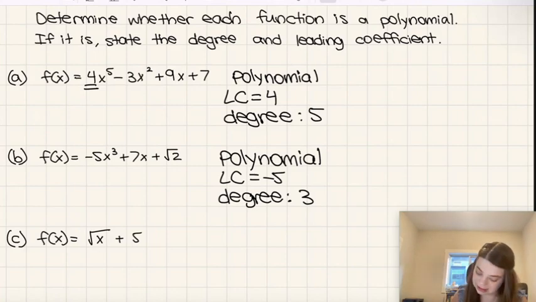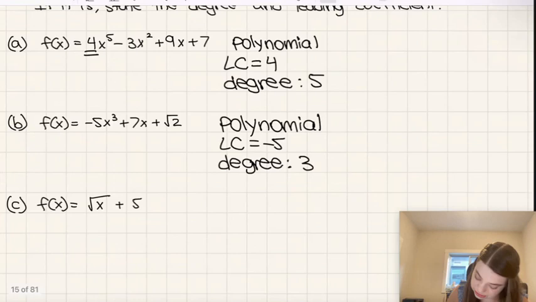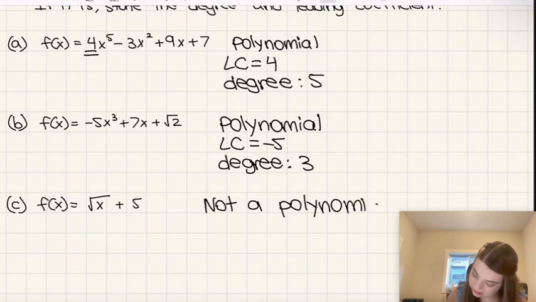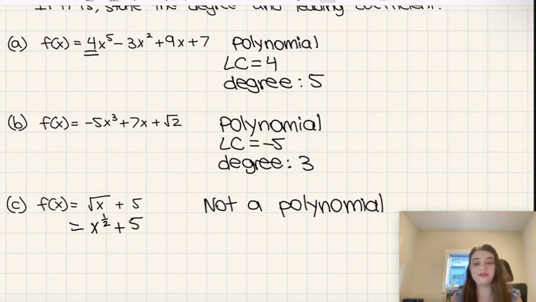Okay, what about C? Well, this is the first one so far that is not a polynomial. So therefore, we do not need to state the degree or leading coefficient because this is not a polynomial. The reason this is not a polynomial is because we have a square root around the x. And so this could be rewritten as x to the power of 1/2 plus 5, right? It could be rewritten this way. And this is a fractional exponent, which we cannot have.